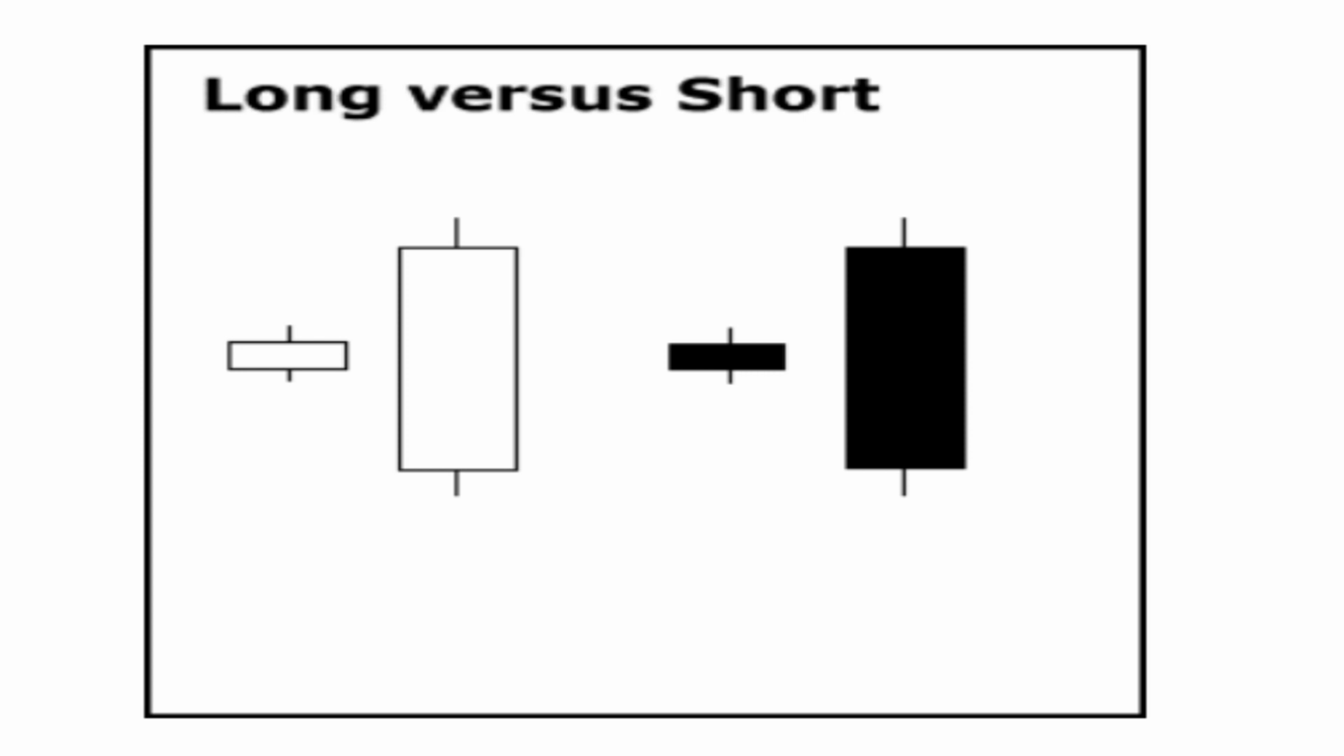Long black candlesticks show strong selling pressure. The longer the black candlestick is, the further the close is below the open. This indicates that prices declined significantly from the open and sellers were aggressive.